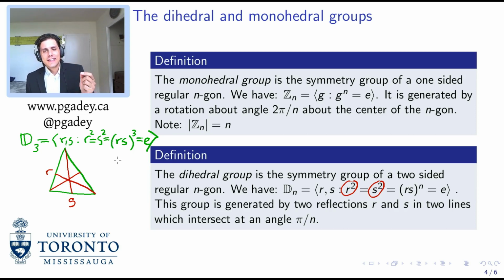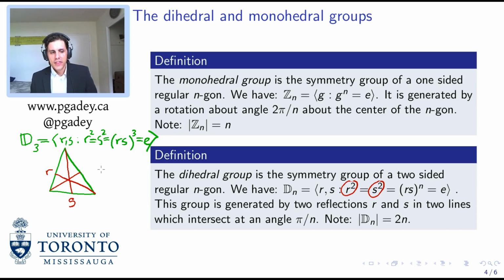Notice with the dihedral group that we have two n elements. So we have an n here and a 2n here. So the index of the dihedral group is the number of sides of the n-gon, and an n-gon has two n symmetries. So just something to be careful of, the notation there.